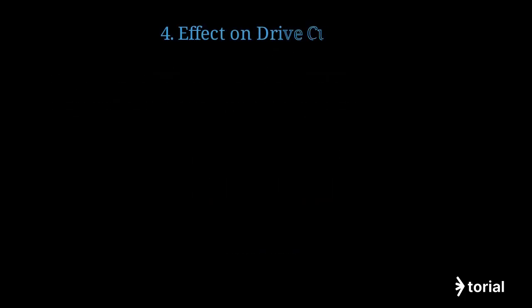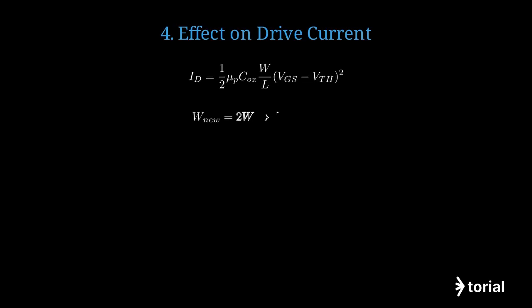Let's examine how doubling PMOS width affects the drive current. Drain current is proportional to width over length times the gate overdrive squared. When we double the width, the drive current also doubles. Doubled PMOS width provides twice the current to charge the load capacitance during low to high transitions.